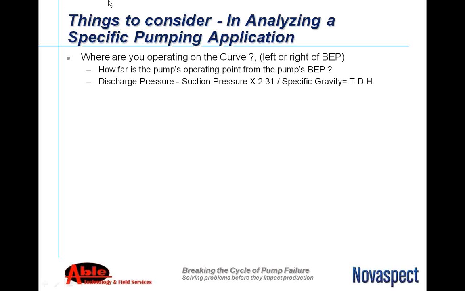And the only way I'd really know that is if I took a look at the discharge pressure and suction pressure and do a quick calculation. Take the discharge pressure minus the suction pressure, times 2.31, divided by specific gravity, and that's sort of in reference to the question that was asked, equals your total dynamic head.